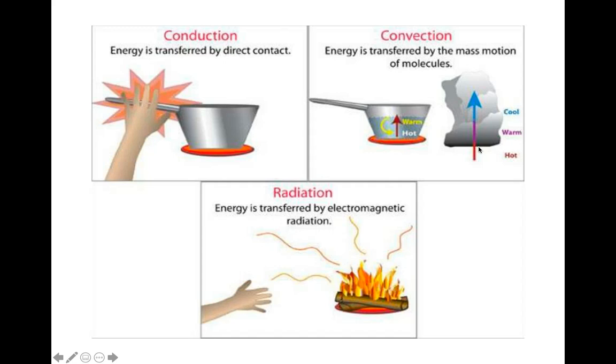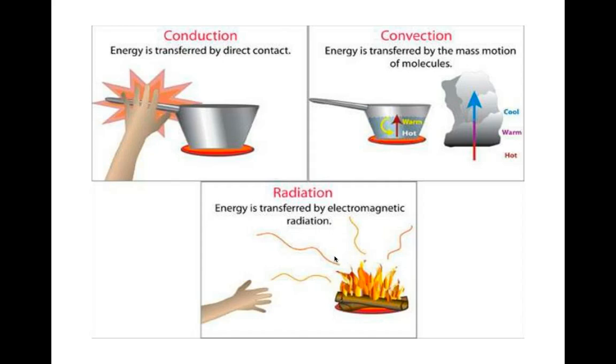Same thing happens in the air. So as air warms up, the warm air rises. That's why in your house, it's always going to be hottest in your attic or the top floor. And if you have a basement, that's going to be the coolest spot in your house because the hot air rises.